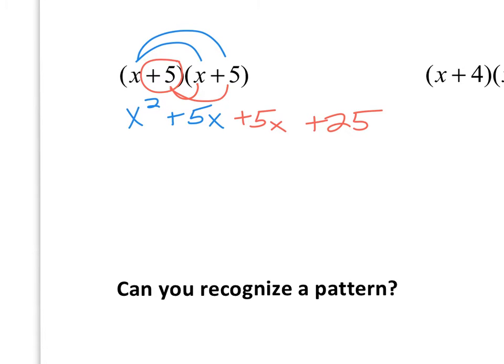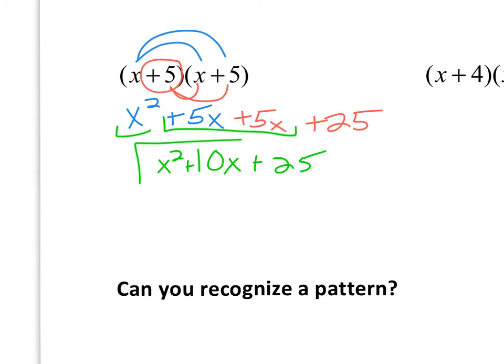Now, be careful. Take a look at the two terms you're going to combine in the middle. It's not 5x minus 5x, it's 5x plus 5x. So 5 plus 5 actually gives you 10x, not 0 like it did before. Still bring down everything else, so bring down your first term, which was x squared. Bring down your last term, which was a positive 25. So for this one, you would have x squared plus 10x plus 25 for your final answer.